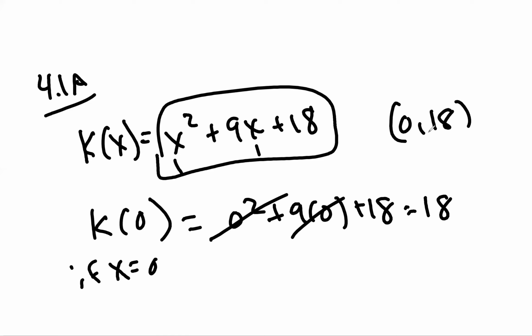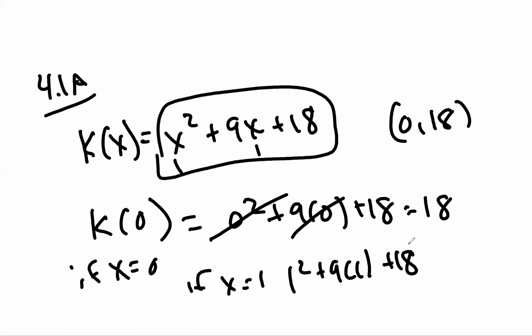Now, what if we just chose, I don't know, how about 1? So what if we let x equal 1? We're going to have 1 squared plus 9 times 1 plus 18. Now, these might be a little crazy for us to graph, but Hawks does the graphing for you, right? So you're going to have 1 plus 9 plus 18, which is going to be 28. So you're going to have the point (1, 28).